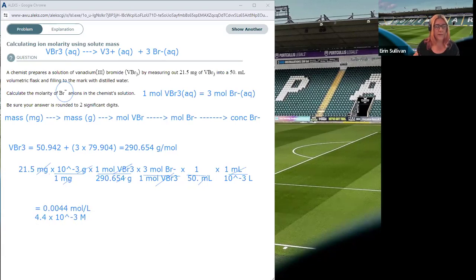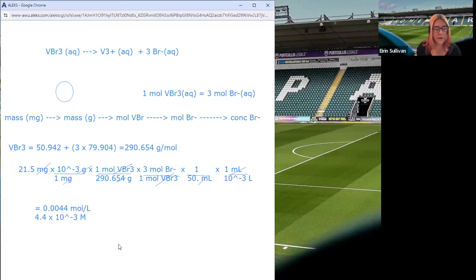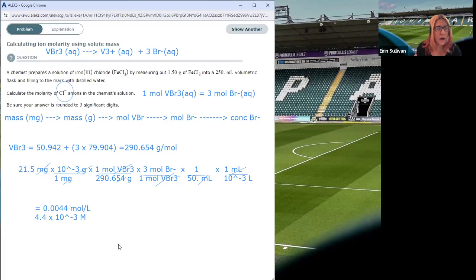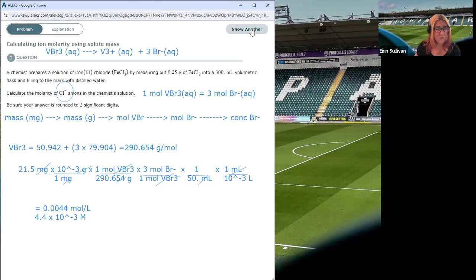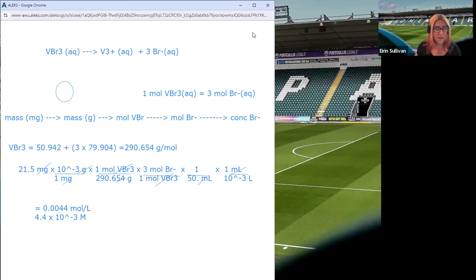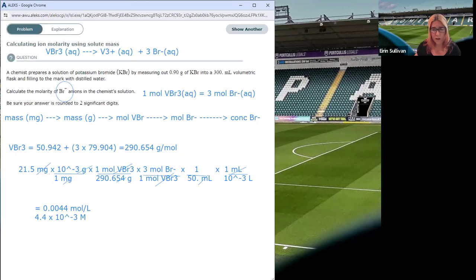Okay, same thing. All right, so I guess I can show another just to make sure we know what we're doing. Basically the same thing, this time with iron 3 chloride. You know what? Let's not do that one because it's the same ratio. That's kind of boring. Potassium chloride is just 1:1. Oh, okay, we'll do KBr then.